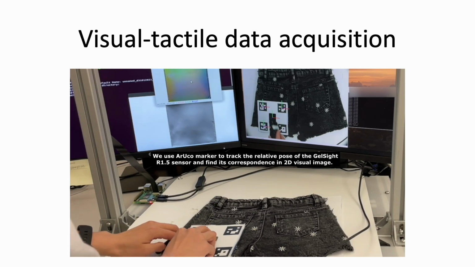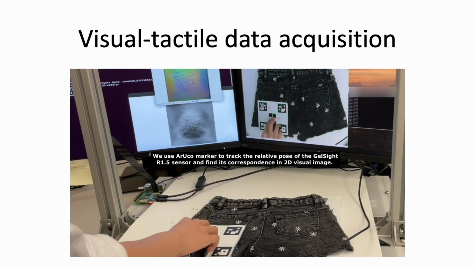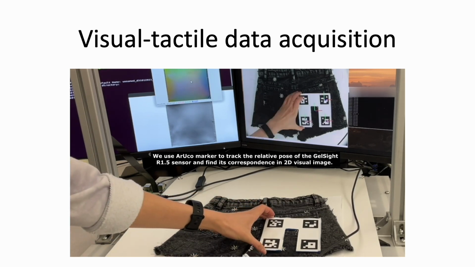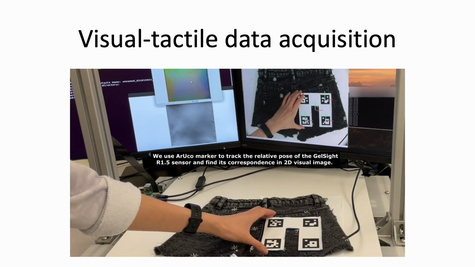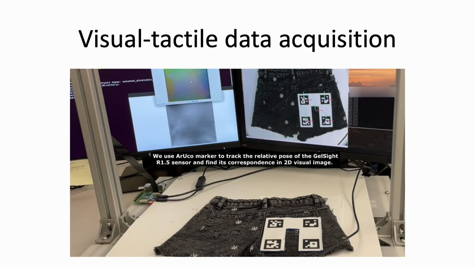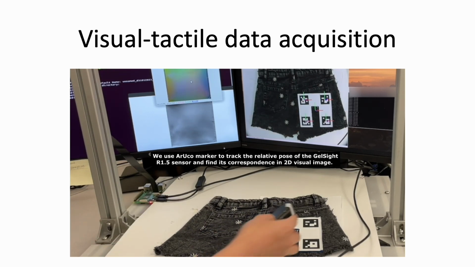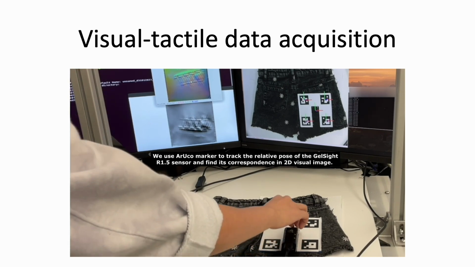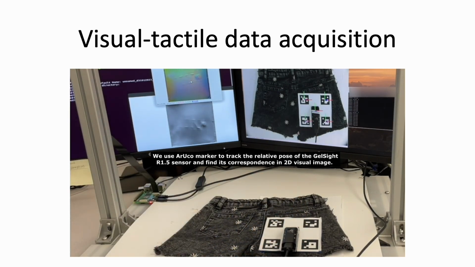Then we project the 3D center point to the 2D image frame and obtain the bounding box for the corresponding visual patch. During data collection for each object, we capture one visual image, randomly move the marker to different positions, and save the corresponding tactile data and bounding box coordinates.